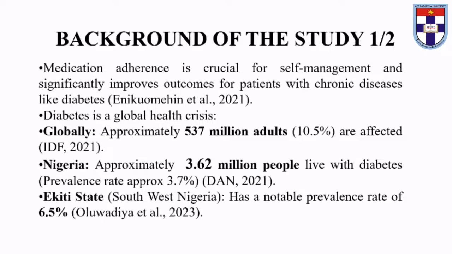Then let me just rush down to Ekiti, where we have about 6.5. Luckily for us, there is available literature on the work that has been done in Ekiti, specifically on type 2 diabetes. And in Ekiti, we have a prevalence rate of 6.5% by Oluwadia et al., 2023.